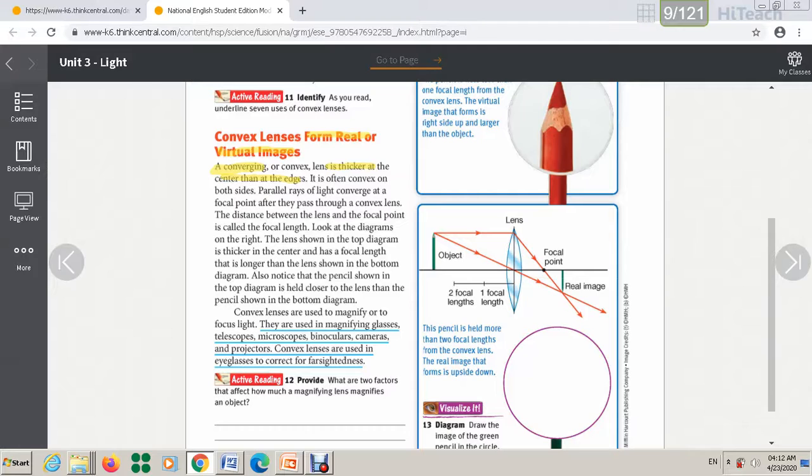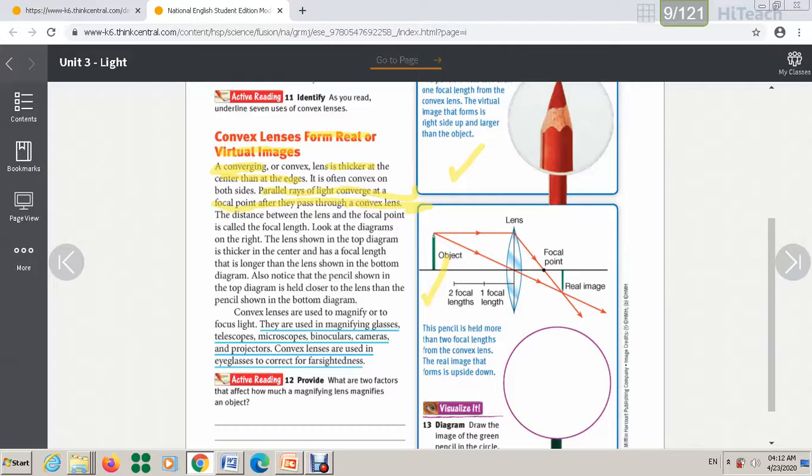Also this one here, why is it converging? Parallel rays of light converge at a focal point after they pass through a convex lens. This one is very important. The image that is formed depends on the location or the position of the object in front of the lens. We took two cases, case 1 or case 2. And depending on the location, the properties of the image will be different. We have studied this. You have to go back to that video and see the slides that I posted.